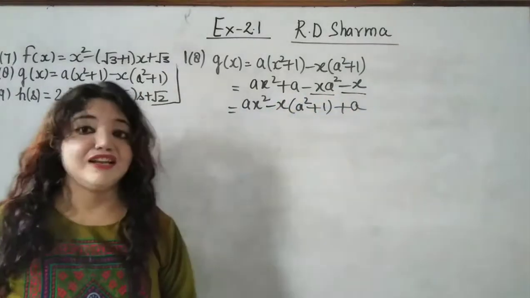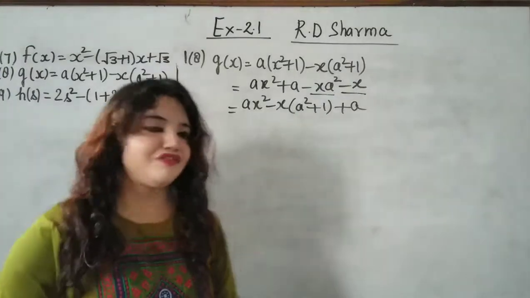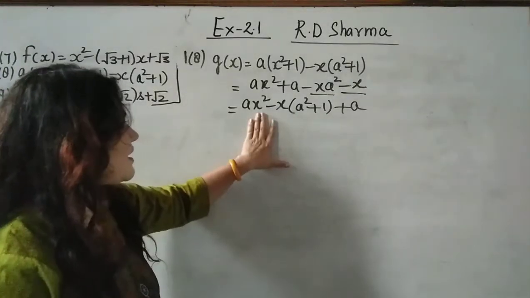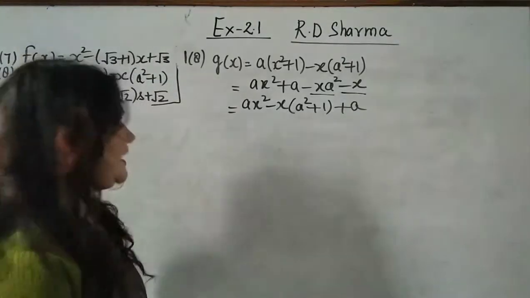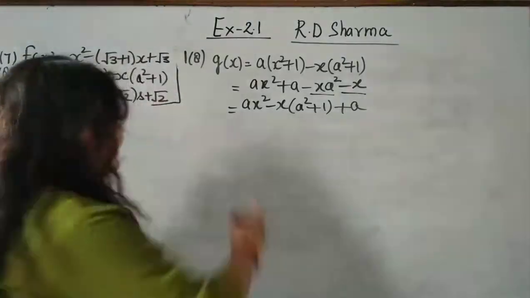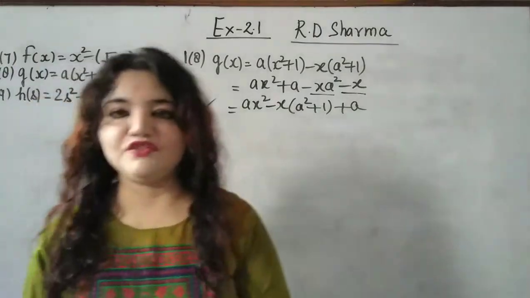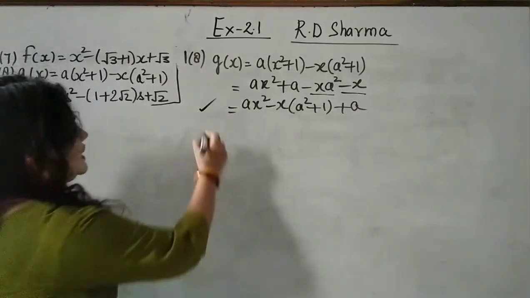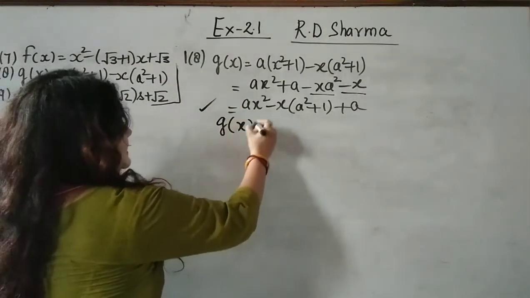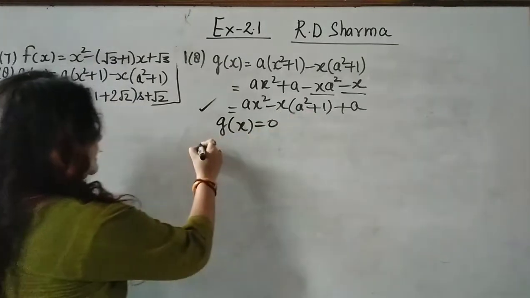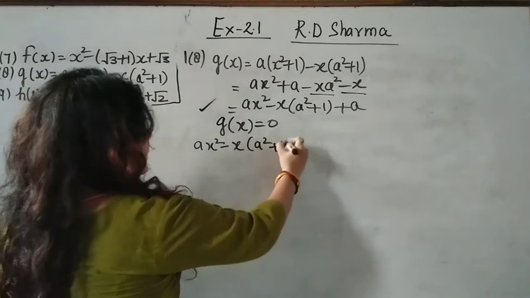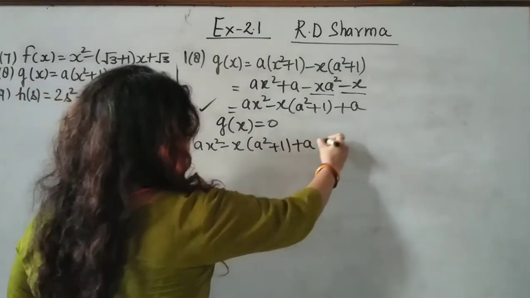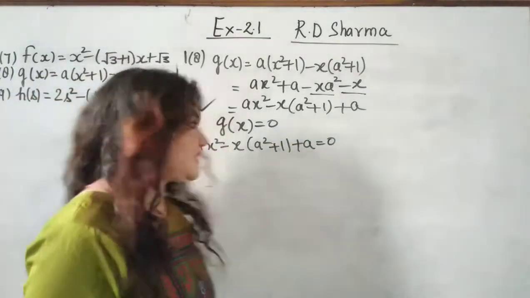And now see. Now this polynomial is in the standard form. Ax square plus bx plus c. Now it is in our standard form. Right? And now what do we have to do? We have to find out the zeros. So we will equate this polynomial to 0. It means gx is equal to 0. That means ax square minus x a square plus 1 plus a is equal to 0. We have to solve this.